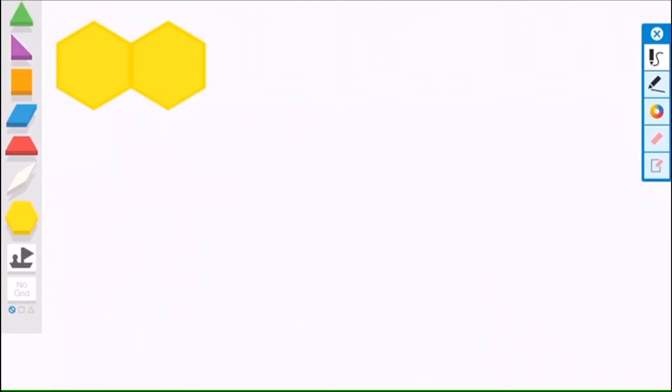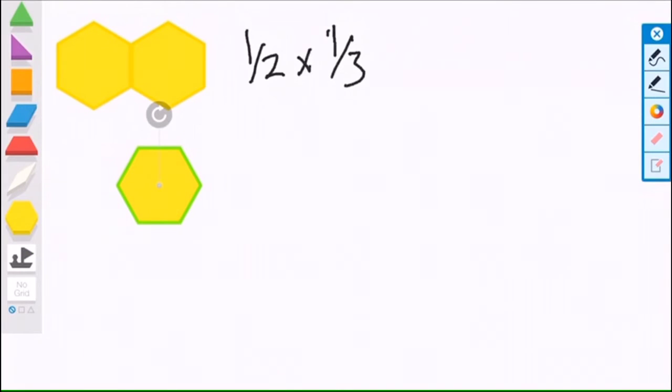The problem that we're going to be doing for the multiplication piece is 1/2 times 1/3. And because our whole is equal to 2 hexagons, 1/2 is equal to 1 hexagon times 1/3, which is 2 rhombi. Now another way to write this is 1/2 of 1/3.